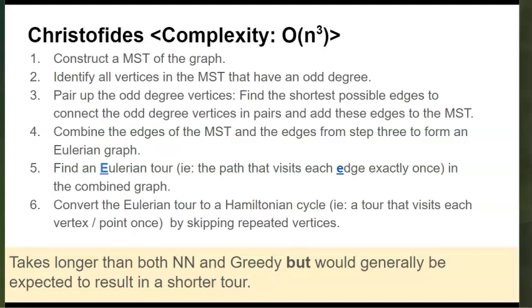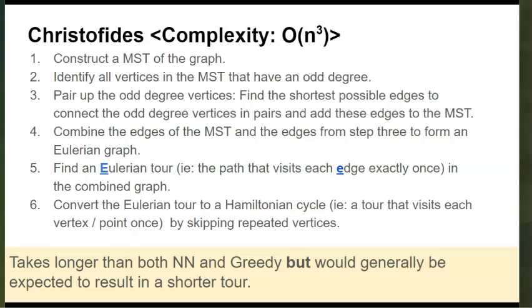To find a Christofides tour, we start with our minimal spanning tree and then pair up all the odd vertices, finding the shortest possible edges. Then we combine the edges of the minimal spanning tree and the edges from the previous step to form an Eulerian tour. That tour is then converted into a Hamiltonian cycle where each point is visited once.